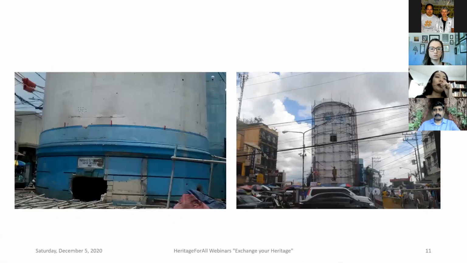These are the photos that I collected before. As you can see, Mariano Estenko was the mayor before. He is the one who constructed the water tank.